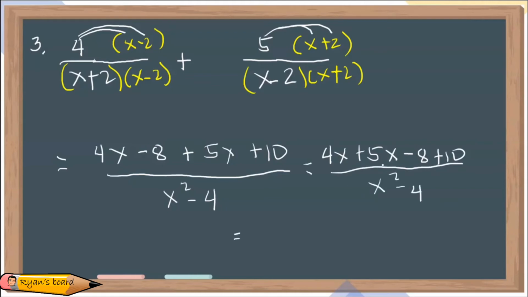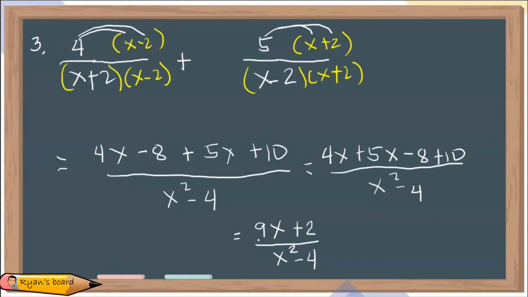Now, what is 4x plus 5x? That's 9x. And what is negative 8 plus 10? That's plus 2, no? Or positive 2 over x squared minus 4. Ngayon, may factor pa ba ang 9x plus 2? May common factor ba yan? I think wala na, no?